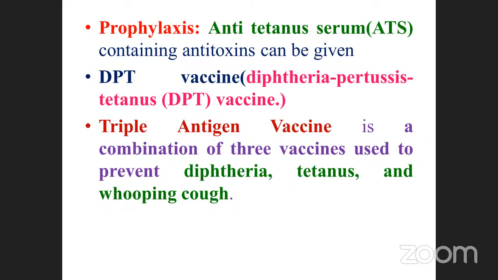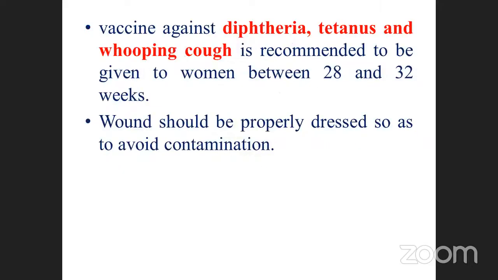Why triple antigen? Because it is given for these 3 diseases. Whatever it may be, suppose it is diphtheria or tetanus, you think of DPT and you can provide it. That's why it's the triple antigen vaccine. See that. For how many months do you provide it to the affected person? 28 to 32 weeks, calculated.